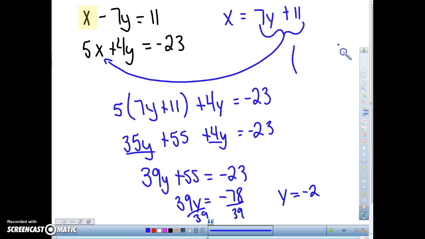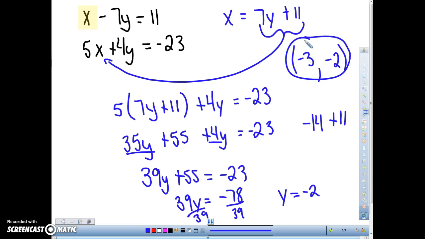So again, remember we write our answer as a coordinate, so we have negative 2 in the y. Plug our negative 2 in, so 7 times negative 2, so we have negative 14 plus 11, which gives us negative 3. There's our answer again. 2 lines, they cross 1 time, 1 solution.